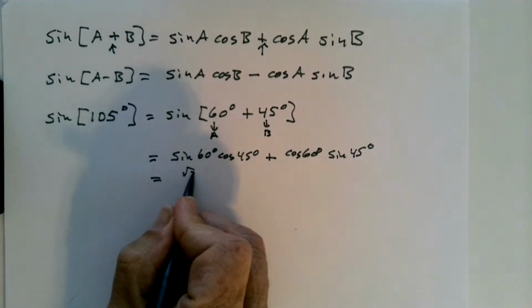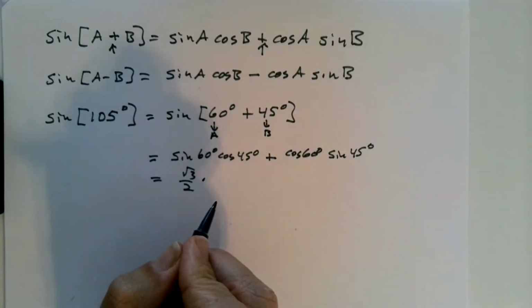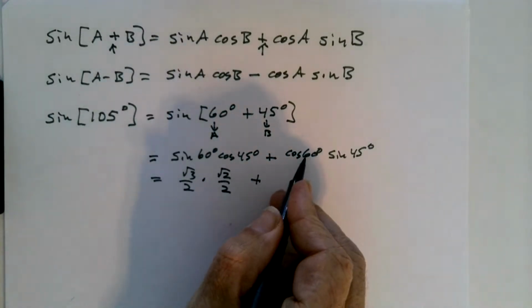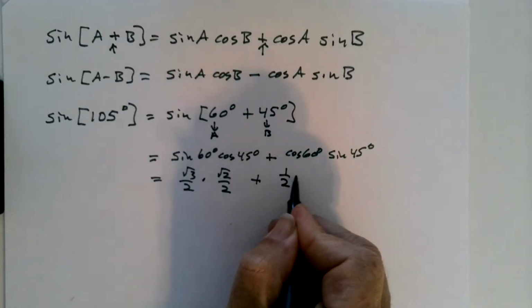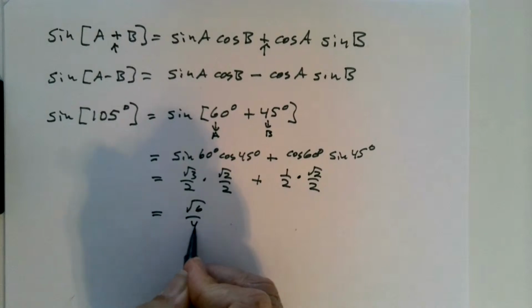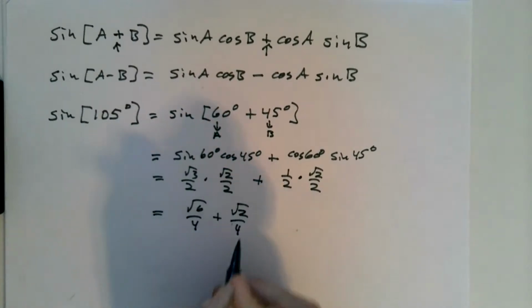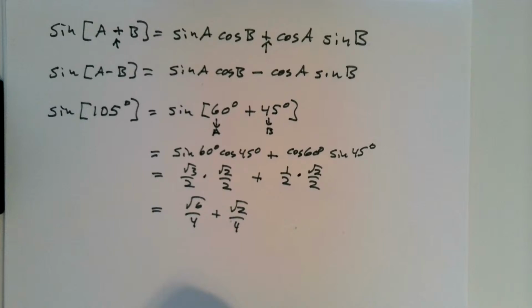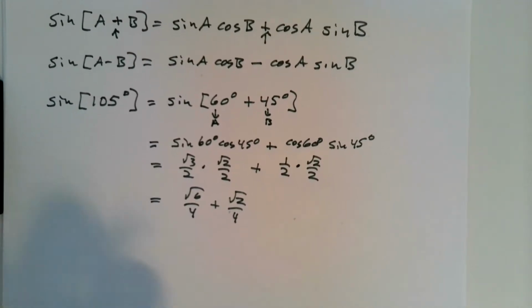Sine of 60 is root 3 over 2. Cos of 45 is root 2 over 2. Plus cos of 60 is the same as sine of 30, which is a half. Sine of 45 is root 2 over 2. So I get root 6 over 4 plus root 2 over 4. So yeah, it looks like Kristen's answer looks pretty good. So that's a strategy that we can use to work on some more exact answers for additional angles that we can get by adding or subtracting angles we already know.